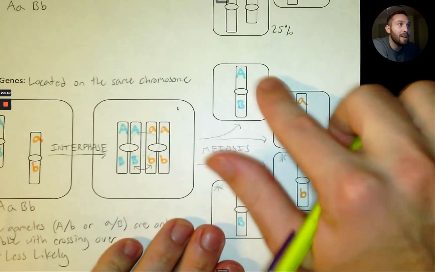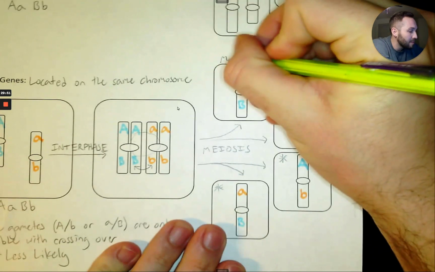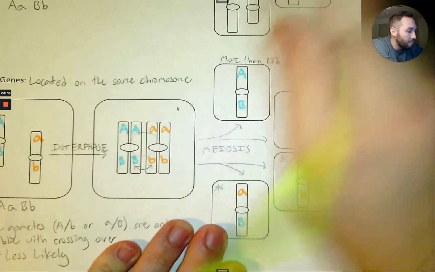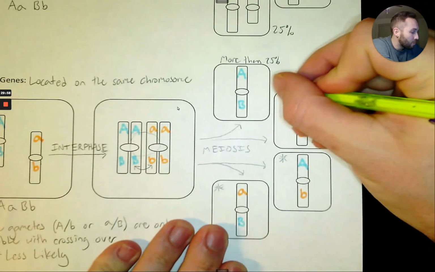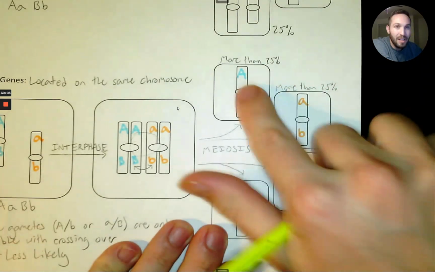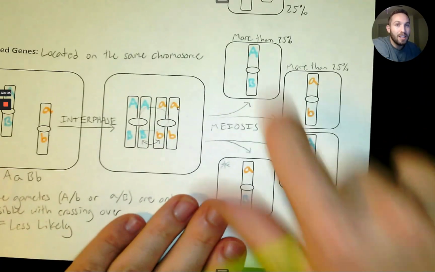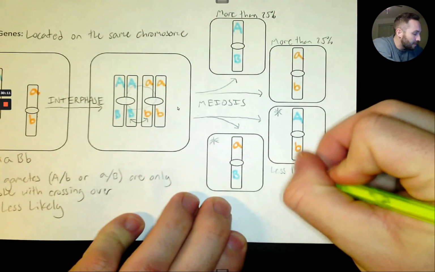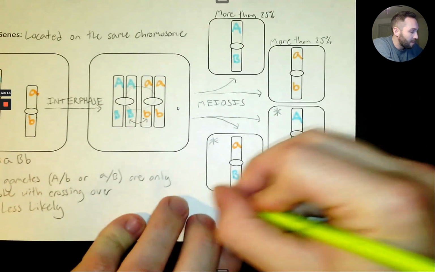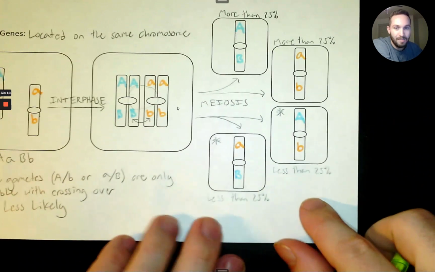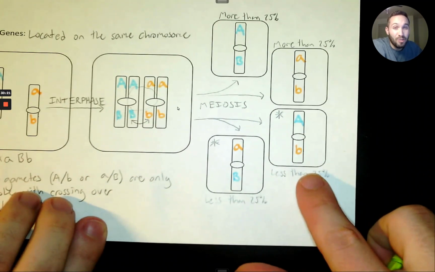And so what you'll end up with is more of the gametes, more than 25% will be this, and more than 25% will be this, because these should be the more common gametes that this person is making, because these don't rely on crossing over taking place. But these guys are going to be less than 25% and less than 25%. Not as common because they rely on crossing over taking place.